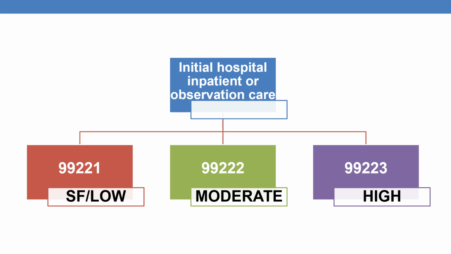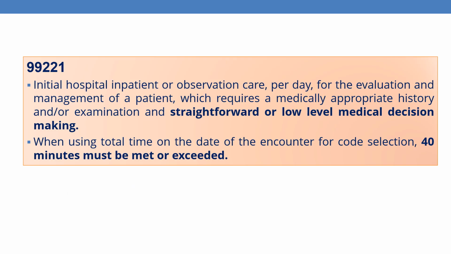First, coming to initial hospital inpatient or observation care codes. As we have discussed, there are three codes: 99221, 99222, 99223. 99221 requires straightforward or low MDM, whereas 99222 requires moderate MDM, and 99223 requires high complexity MDM. One more important point is all the hospital inpatient or observation care codes are revised, and I am indicating that here with a triangle. Please make note of that. All the codes are revised in 2023.